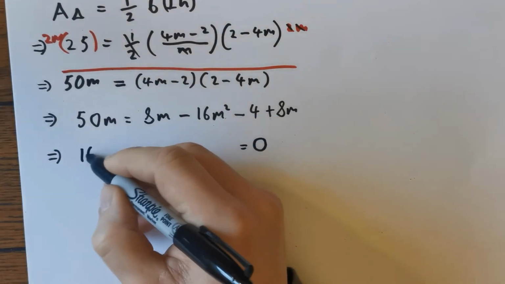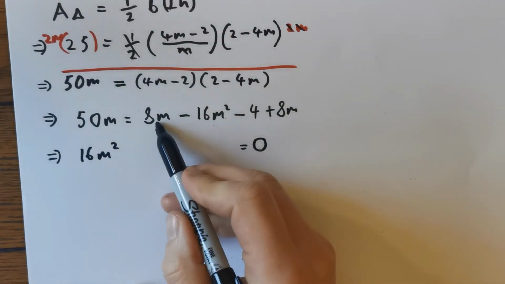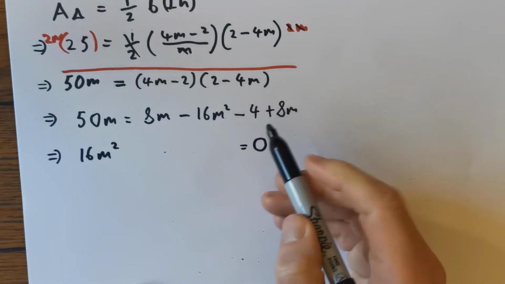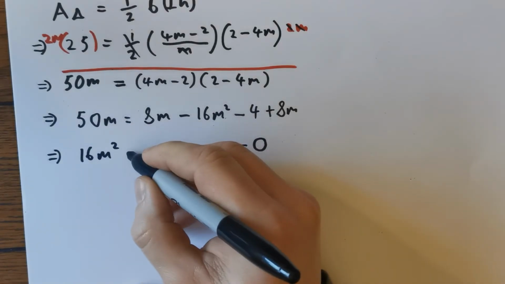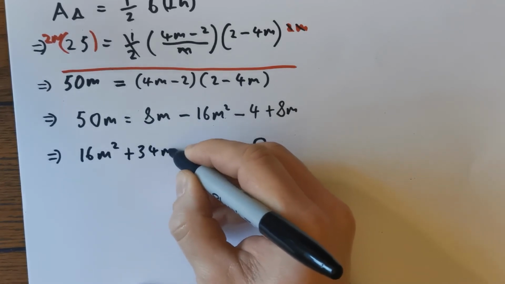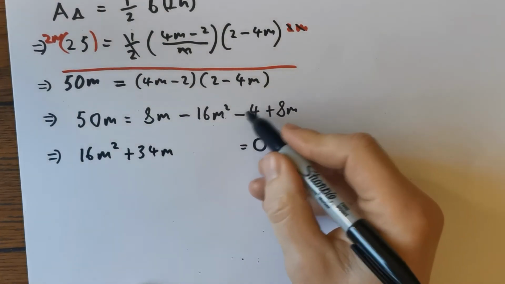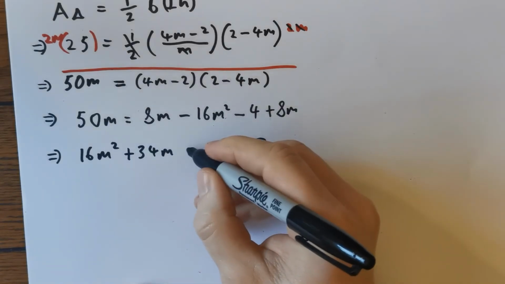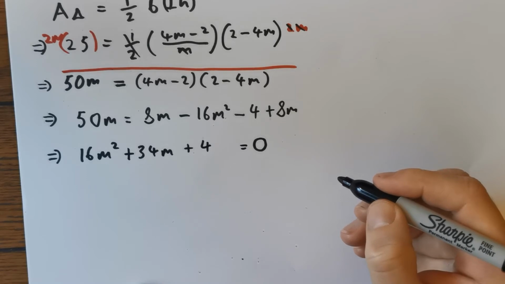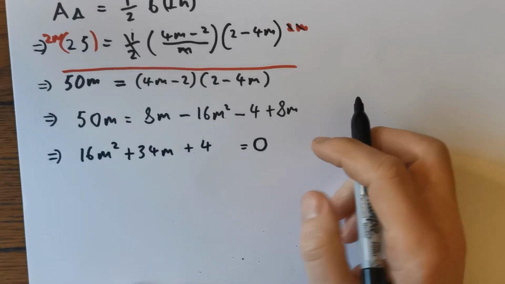Adding 16m squared on both sides gives me a positive 16m squared on the left. Subtracting 8m and then subtracting another 8m, so subtracting altogether 16m's from both sides, on the left, well, that will leave me with 34m's. On the right, that'll cancel all my m's out. And then adding 4 on both sides, on the right, that'll cancel out the 4. On the left, that'll just leave me with a 4. So we have 16m squared plus 34m plus 4 is equal to 0, and we want to solve this.